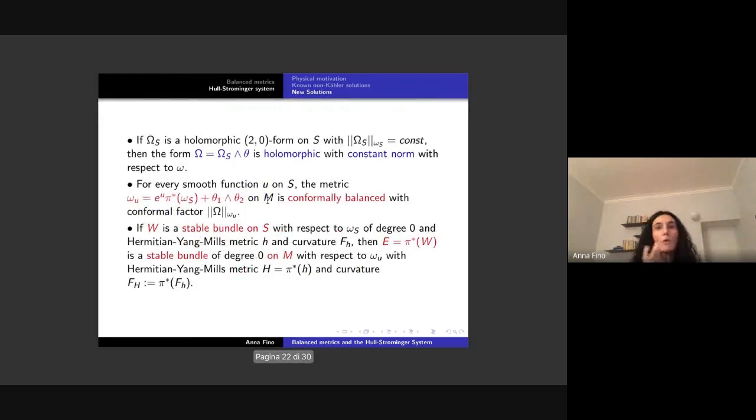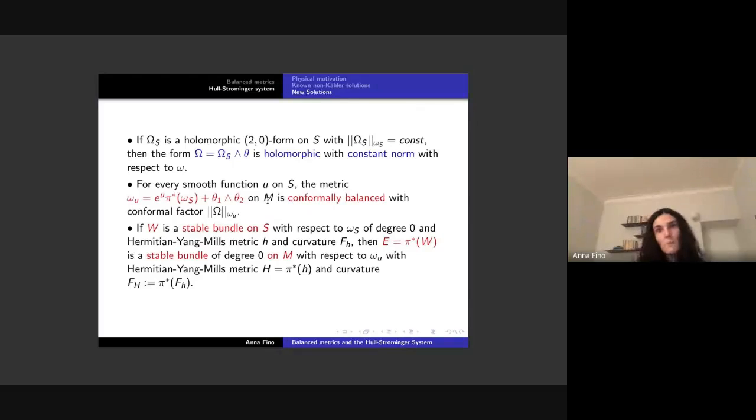Now of course we need the holomorphic (3,0)-form, and that's natural. You start with Omega S, a holomorphic (2,0)-form on S, which has constant norm with respect to the Kähler metric omega S. Then if you wedge Omega S with theta, you get a (3,0)-form on your total bundle which is holomorphic with constant norm with respect to omega. And now we can apply the same ansatz.